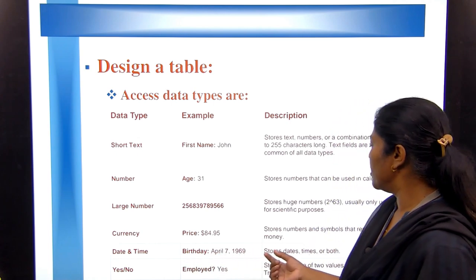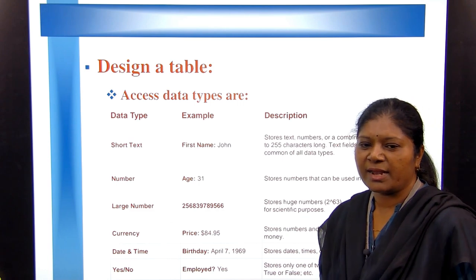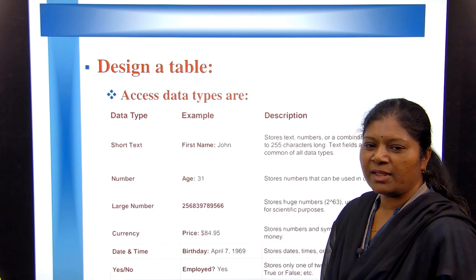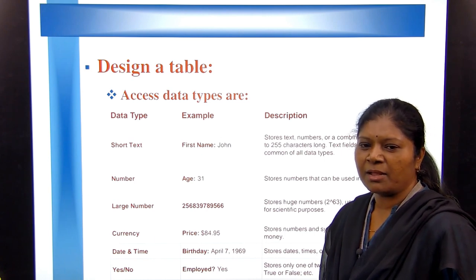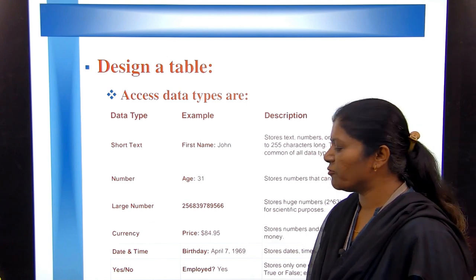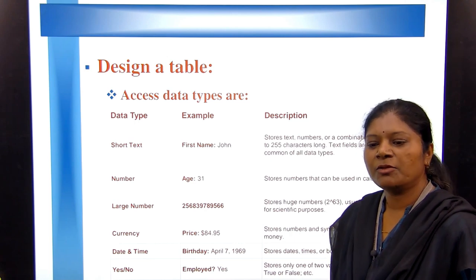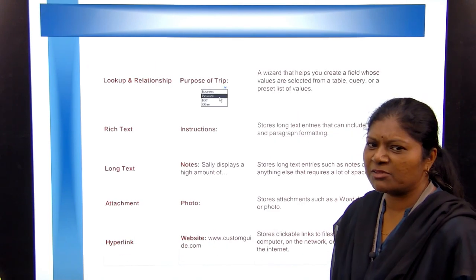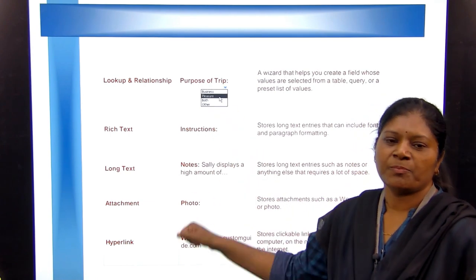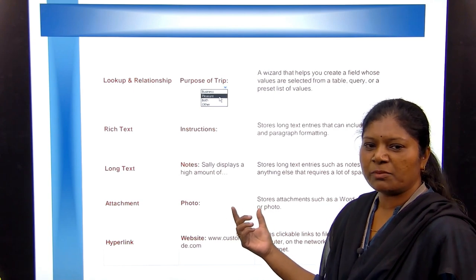Next, currency. It stores numbers and symbols that represent money. Next, date and time. Here we can provide a birth date or any joining date or any date you want to store in the table. Next is the yes and no option. From this only one is selected, either yes or no. Next data type is lookup and relationship. Here you can use a drop down list, from which you can choose any of the options.